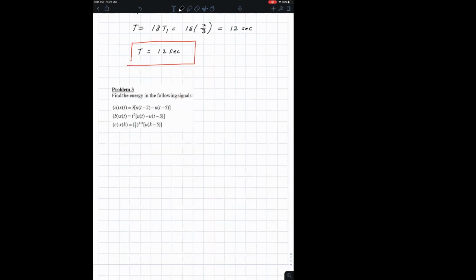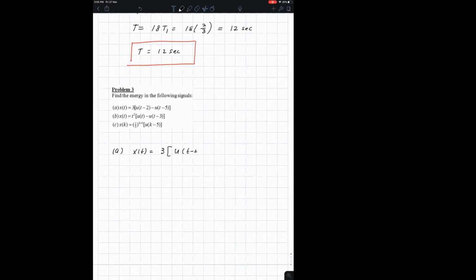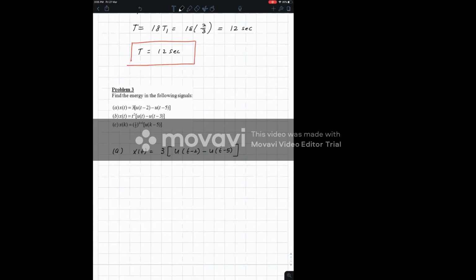For example, A, x(t) is equal to 3u(t-2) minus u(t-5). Okay, so find the energy in the following signals. It's quite easy. All you have to do is sketch the signal. You know how to sketch, right? The amplitude of the signal is 3. This is the amplitude of the signal.